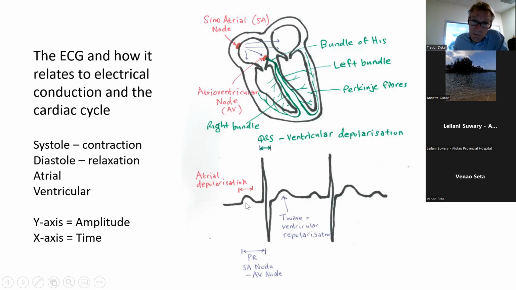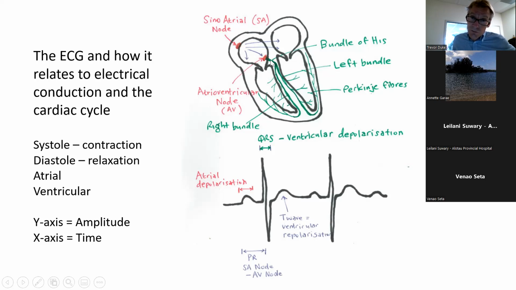So the P wave is atrial depolarization. It's usually the sinoatrial node, which is elevated in the right atrium, that sets off the impulse that goes to the AV node. All right, and so that's a relatively short distance. That short distance is the PR interval. From here to here is the PR interval. All right, that's the SA node to the AV node. The impulse starts at the SA node. The PR interval is the SA node to the AV node.